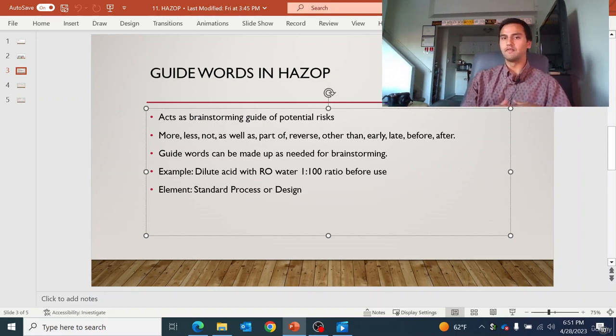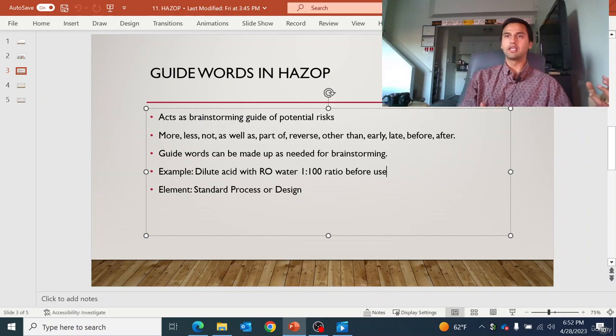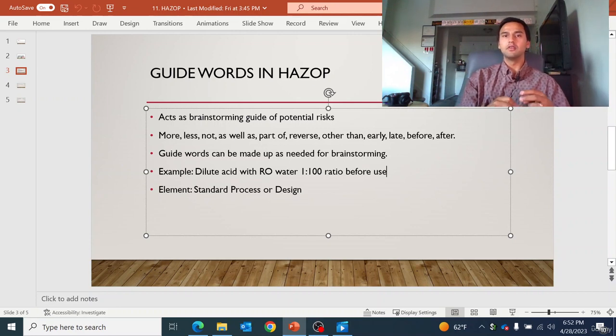For example, if you have a reagent, what if you put the reagent too early in the system? Does it make a deviation? If it does, there you go. What if you put a reagent late in the process? Does it give a deviation? There you go. So the guide words help you get into the deviations that are caused in any process or design in a system.